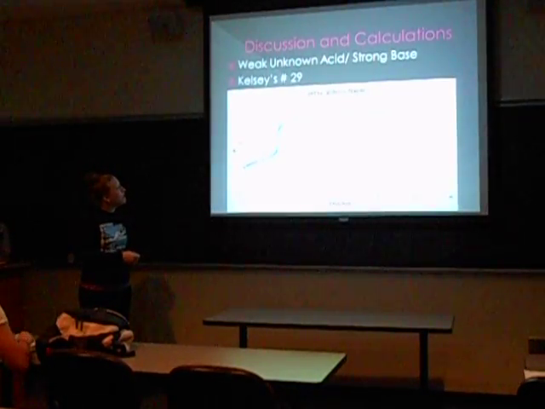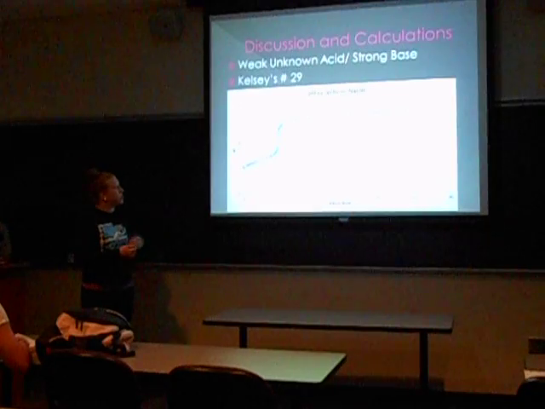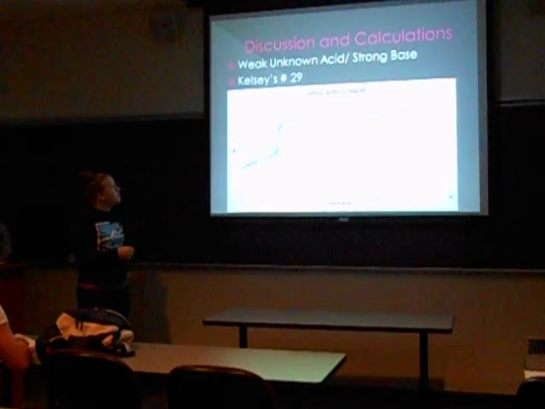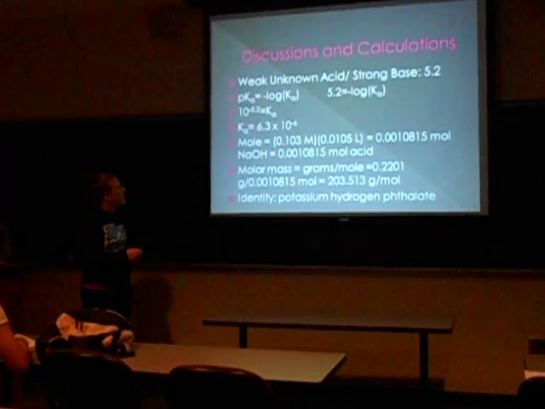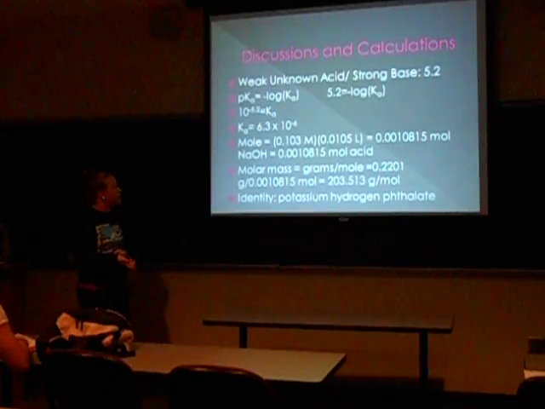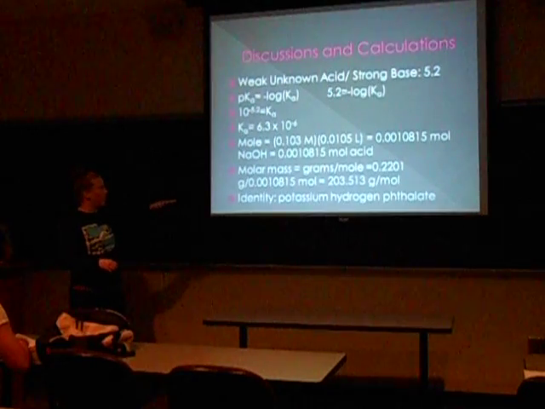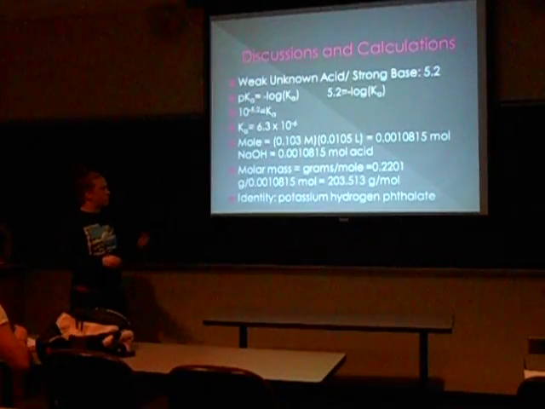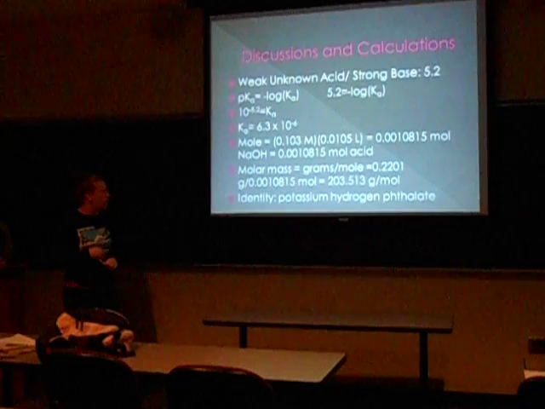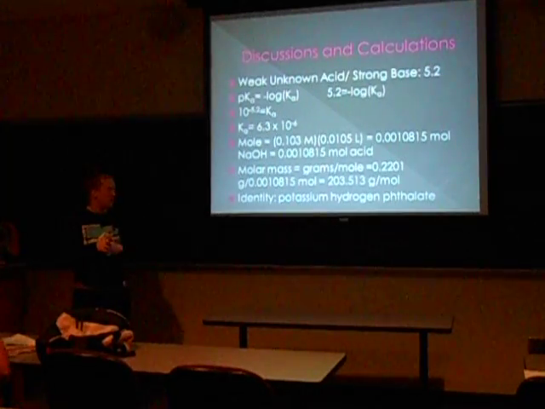For the second unknown, number 29, this is just the titration curve of that again. And then the same calculations: the pKa was found to be 5.2, and the only difference is the different volume, which in this case was 10.5 milliliters, so you converted it to 0.0105 liters. And then you write your moles of NaOH, which equals your moles of acid. Take the number of grams, divided by the moles you found, which in this case was 0.2201. And then we identified this as potassium hydrogen phthalate.